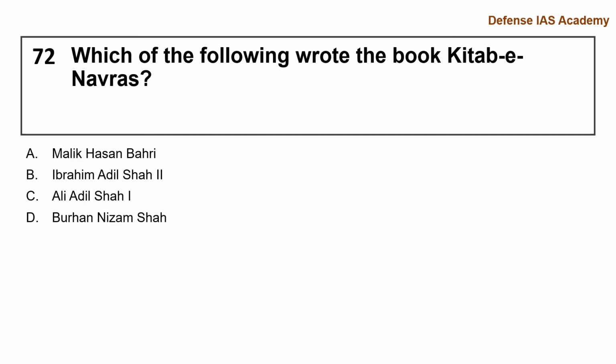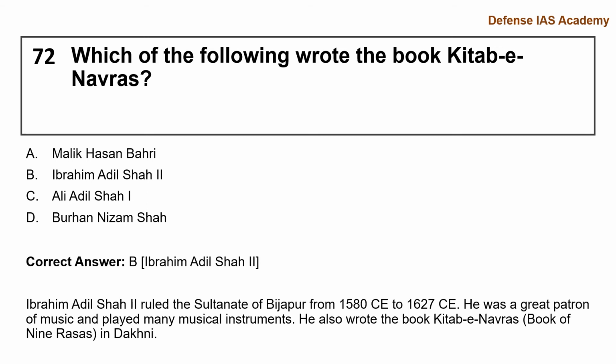Question 72. Which of the following wrote the book Kitab-i-Navras? The correct answer is option B, Ibrahim Adil Shah II. Ibrahim Adil Shah II ruled the Sultanate of Bijapur from 1580 CE to 1627 CE. He was a great patron of music and played many musical instruments. He also wrote the book Kitab-i-Navras, Book of Nine Rasas, in Dakhni.